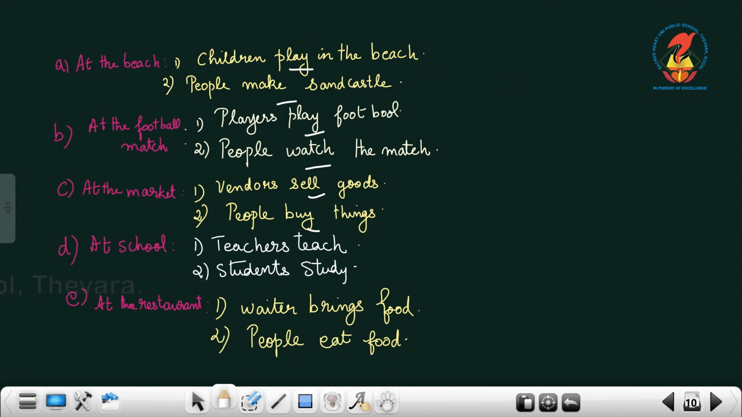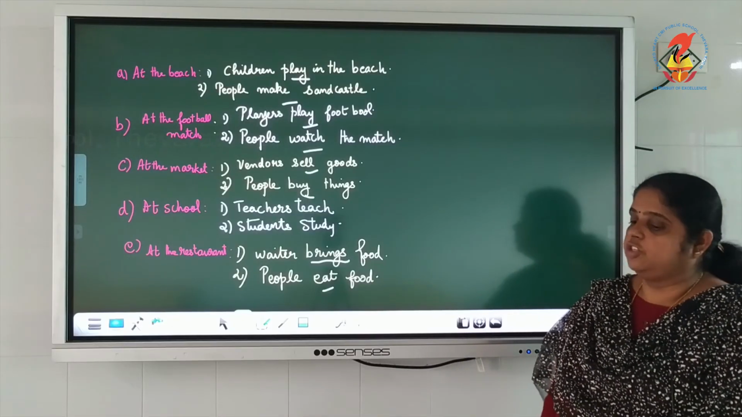Then at school, what is happening? Teachers teach. Students study. Okay, so like that you should write what is happening in each place. And at the restaurant, what is happening? Waiter brings food and people eat food. Okay, so if it's waiter, it's brings, one waiter. If it's waiters, you can write waiters bring food. If it's a waiter, brings food. Okay, people eat food. I hope it's clear to you.